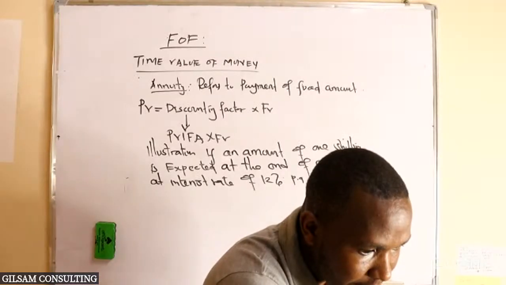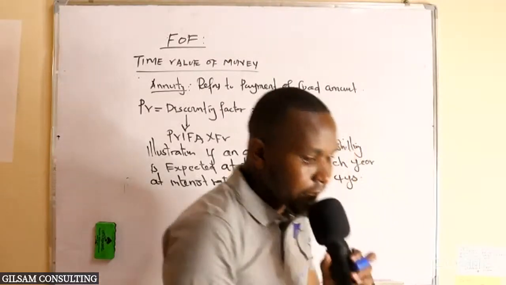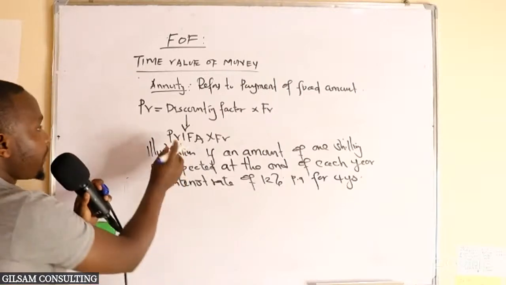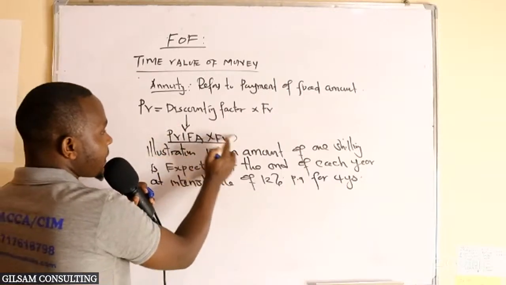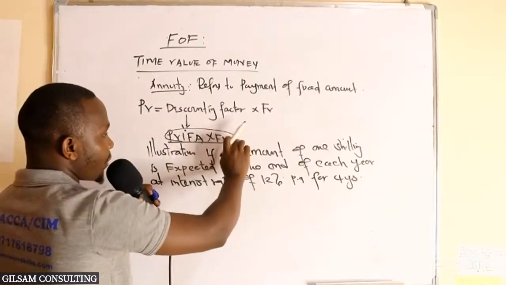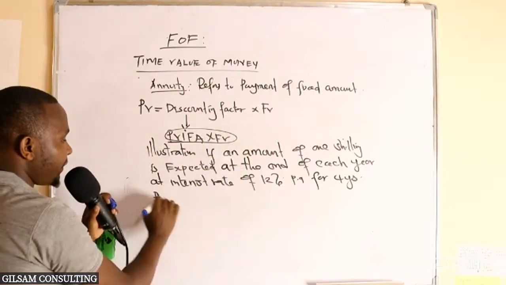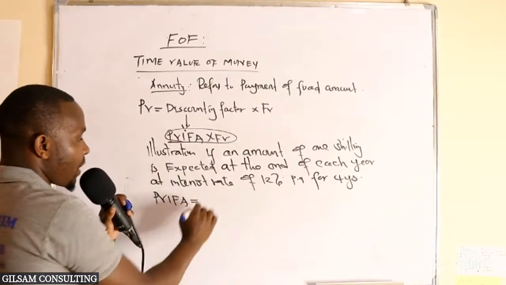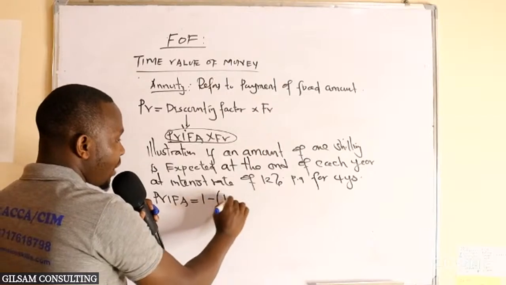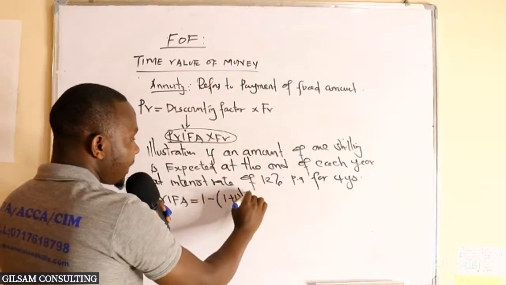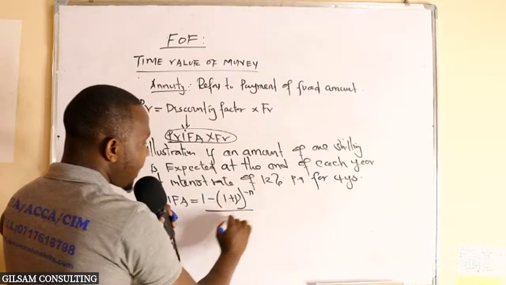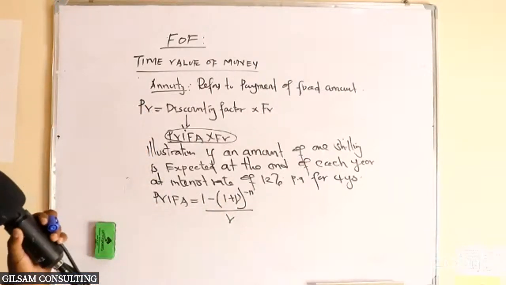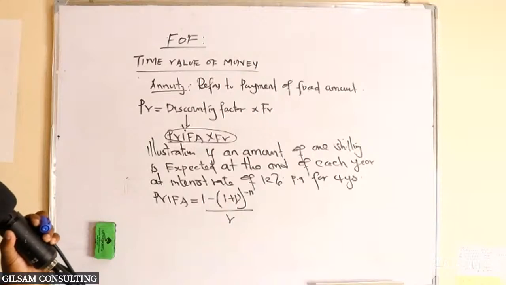The first thing is that we write the formula. So we said our formula is this one, but this is a summarized one. So we need to get the PVIFA in full, which is 1 minus (1 plus r) raised to negative n, divided by r. That is the formula of getting the PVIFA.